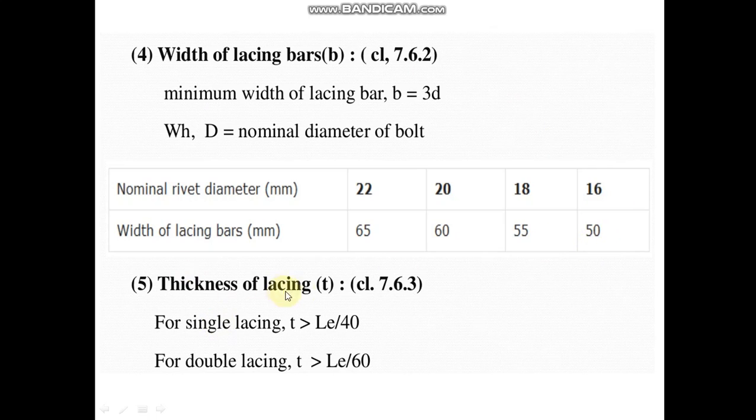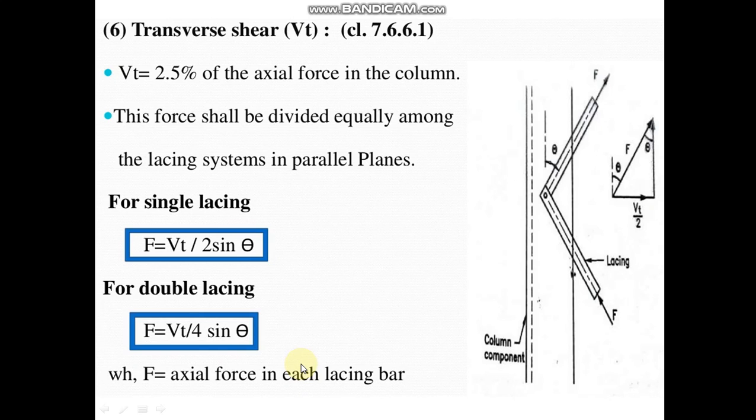The thickness of the lacing, according to clause 7.6.3, for single lacing T should be greater than LE divided by 40. For double lacing T should be greater than LE divided by 60.